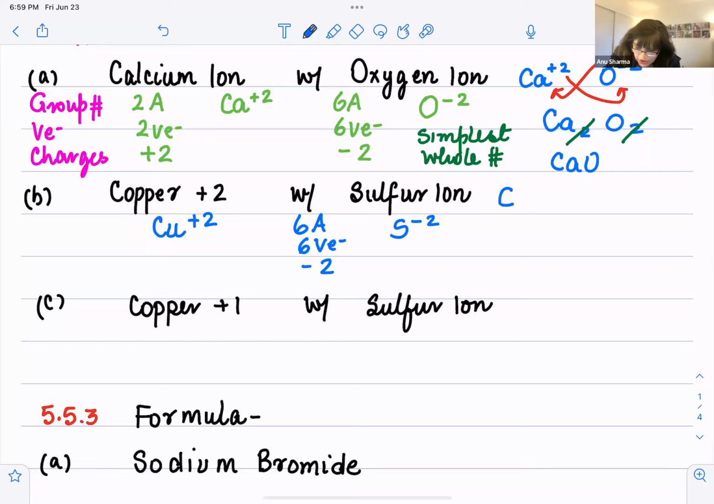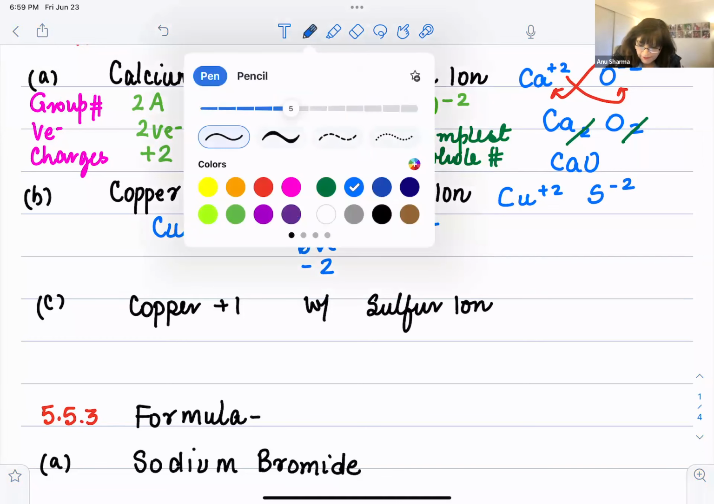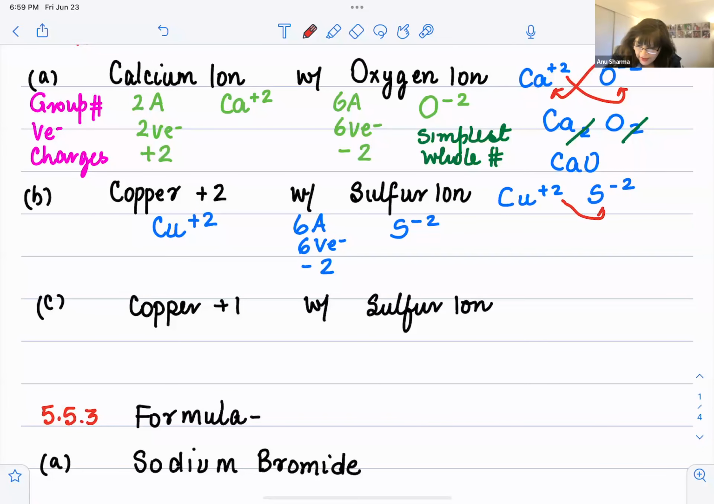So now we are going to put here copper +2 charge and sulfur -2 charge. Just like we did above, we are going to put 2 here and the other 2 here. But they are going to cancel out, 2 and 2, same. So what do you get here? CuS. So +2 and -2 cancel. Same charges cancel out. Okay, so this is the formula, CuS.